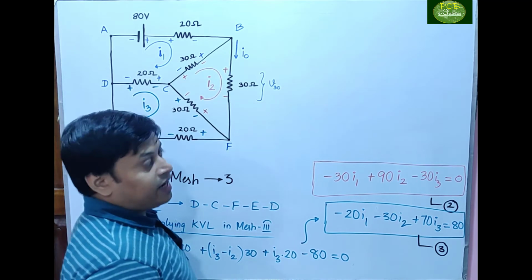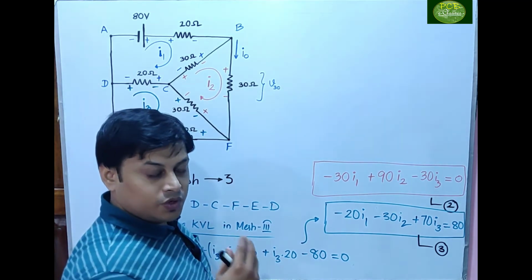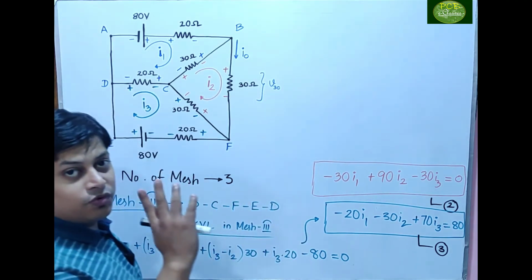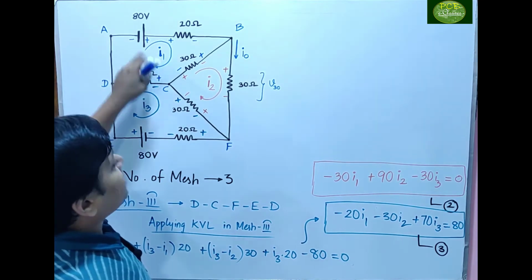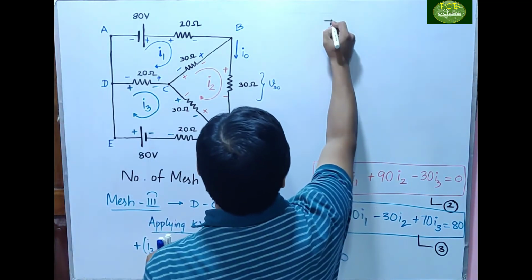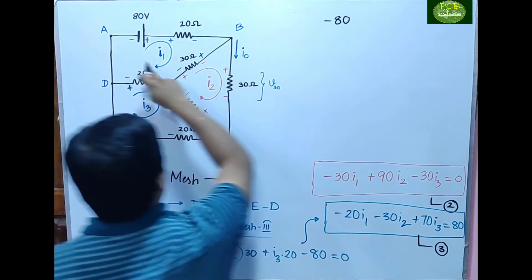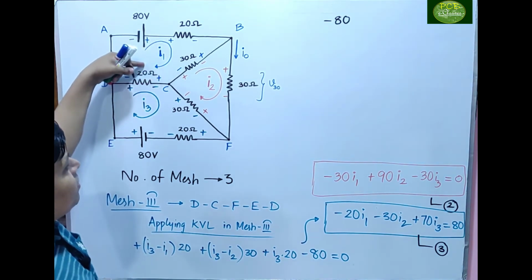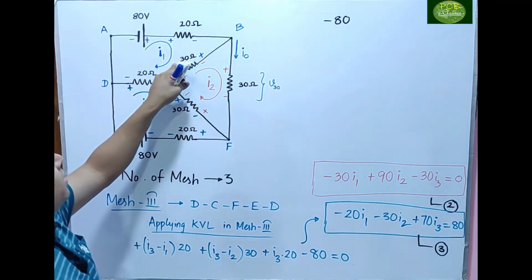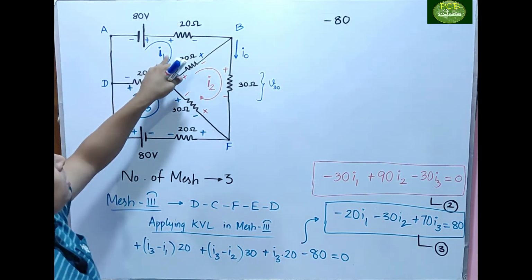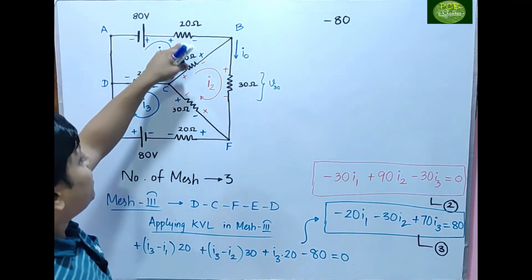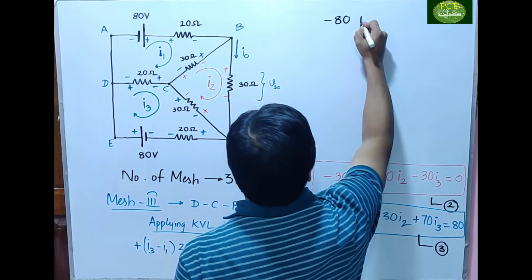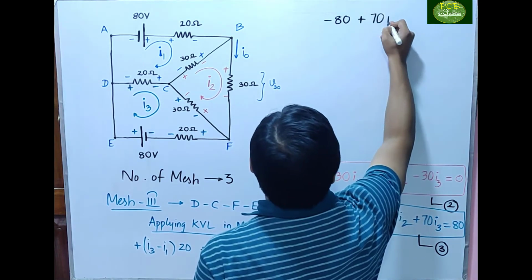Now let me rewrite equations 1, 2 as well as 3. But I'll show you how to write them in a quicker way. See here, minus 80 is there. Put it as minus 80. No problem, because it enters at the negative. Now in mesh number 1, how many resistances are there? 20, 30, 20. In all of them I1 will pass or not? Yes. So 20 plus 30 plus 20, how much? 70. So I'll write plus 70 I1.